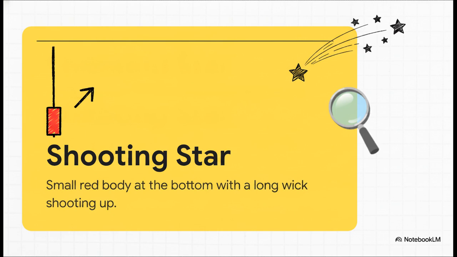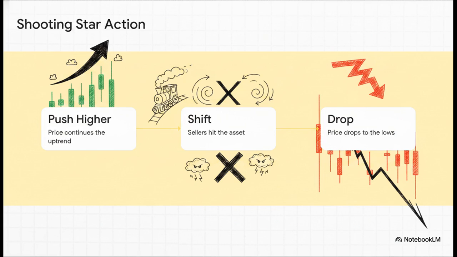The momentum goes up, hits that pin, and just completely bursts. The story this shape tells is radically different from the hanging man. Let's look at the intraday story here for the shooting star.